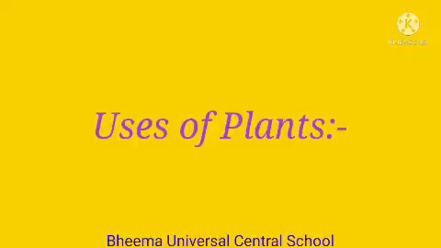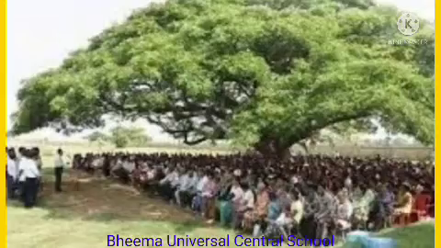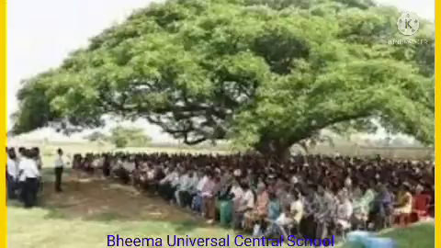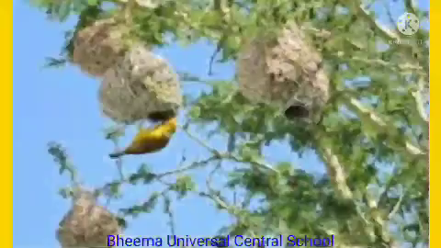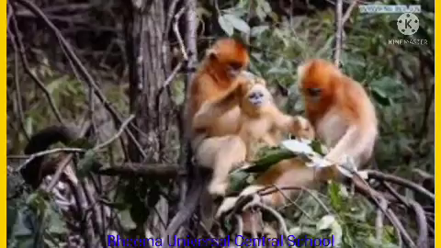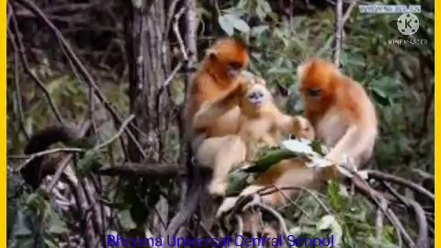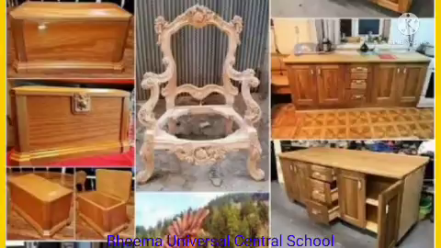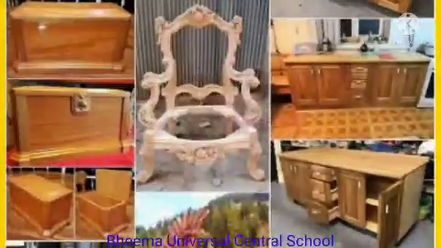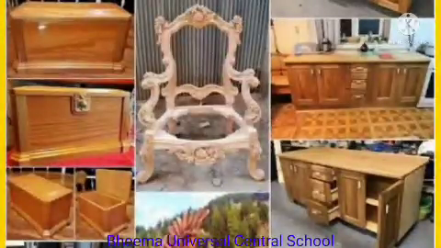Next is uses of plants. Tell me uses of plants. Very good. Plants provide us shelter. Second one, insects and birds and other animals make their homes in big and small trees. Very good. People use wood to build their homes.